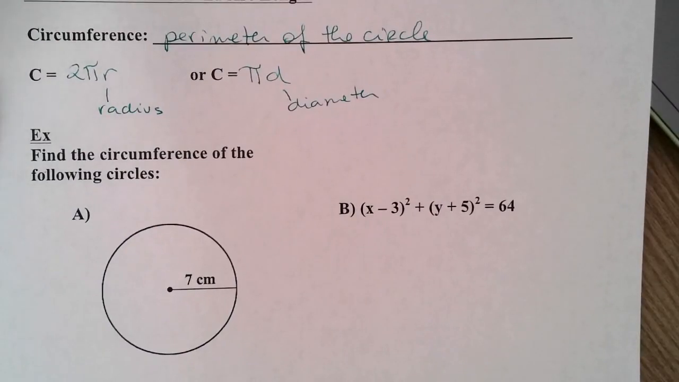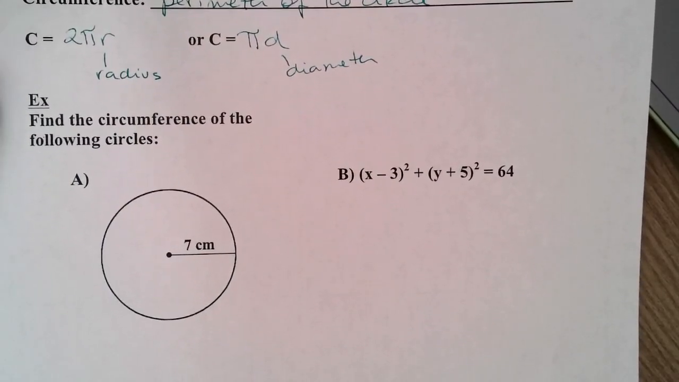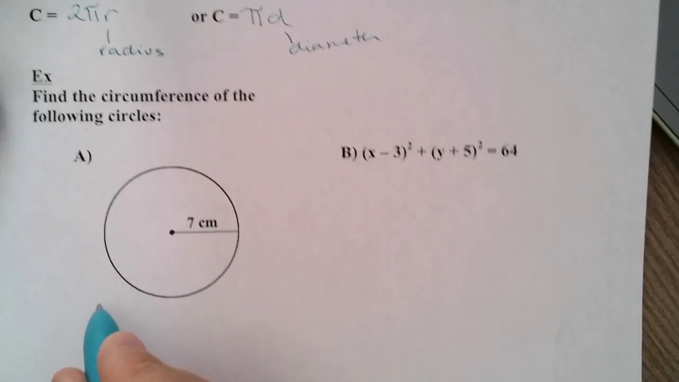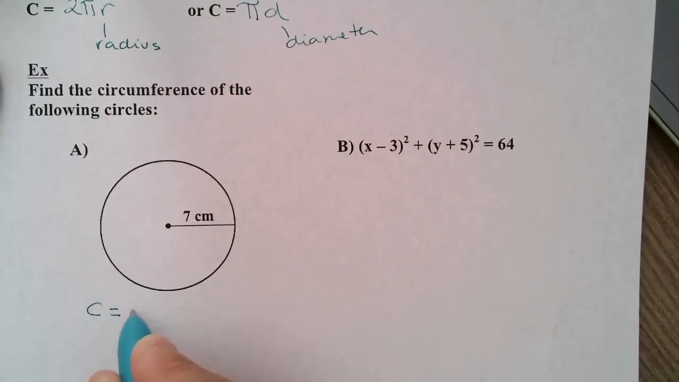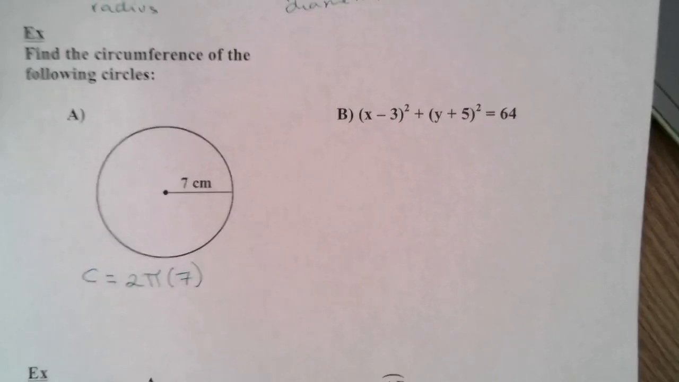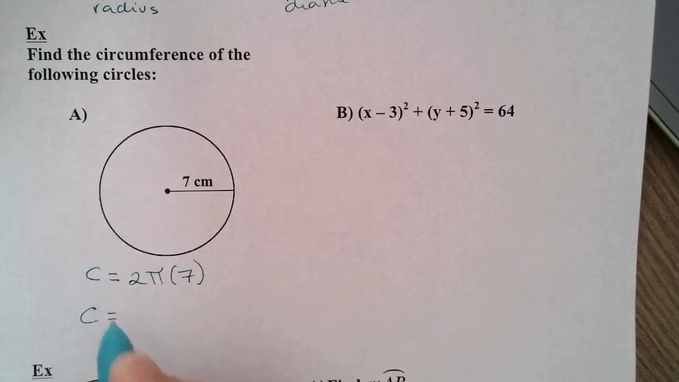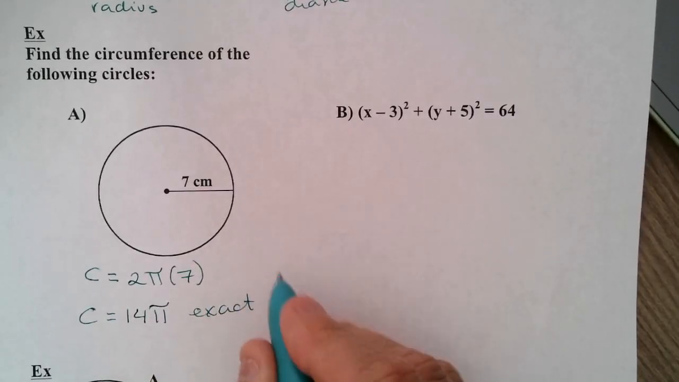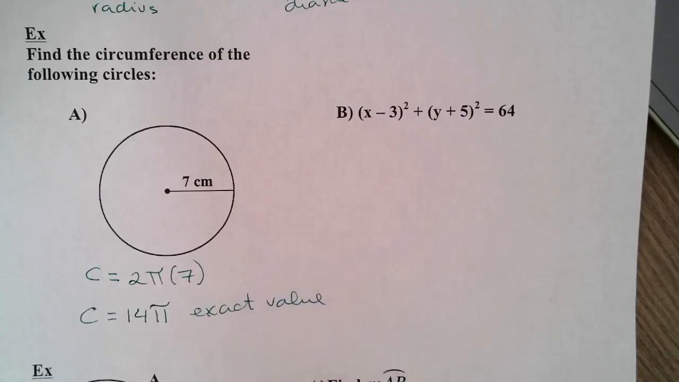Here's a refresher. How do we find the circumference of the circle with a radius of 7? We use the formula circumference equals 2 pi r, which is 7. If I want this answer in exact form, I'm going to say that the circumference is 14 pi, right? I just do 2 times 7. This is the exact value.